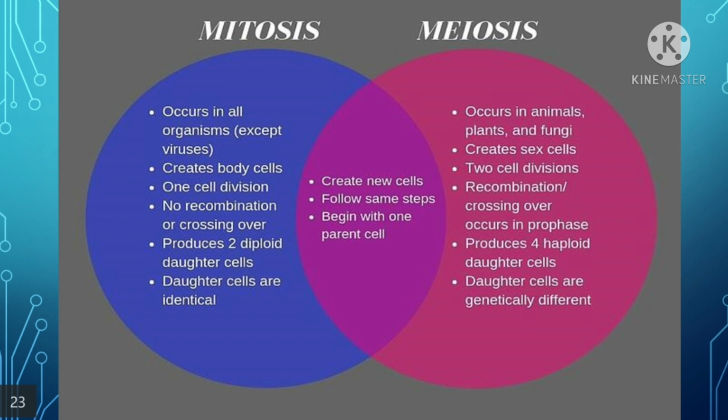Below is a mitosis and meiosis Venn diagram that summarizes all the key similarities and differences. On the left side of the diagram, you can see the key features of mitosis. On the right are the key features of meiosis. And where the 2 circles overlap is where their similarities are listed. So here it is.